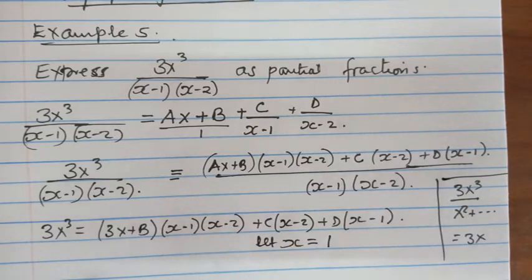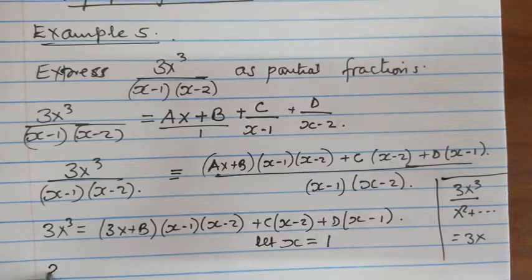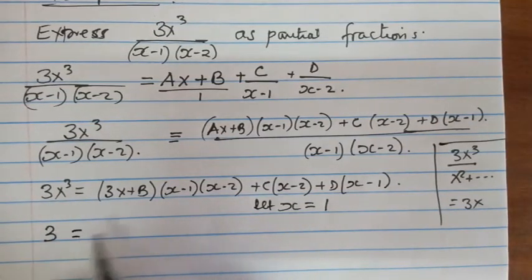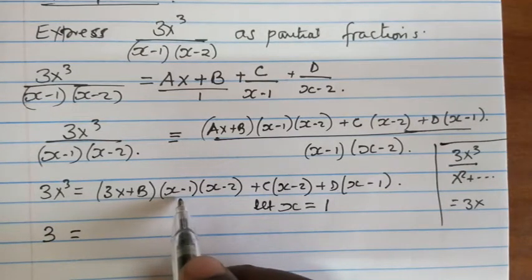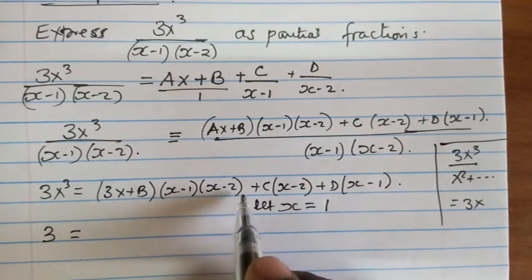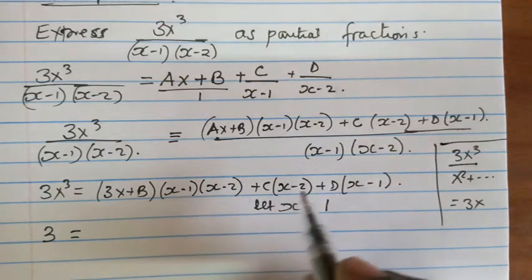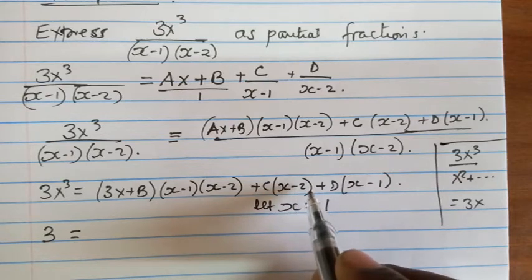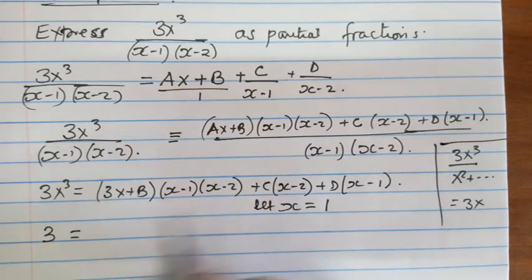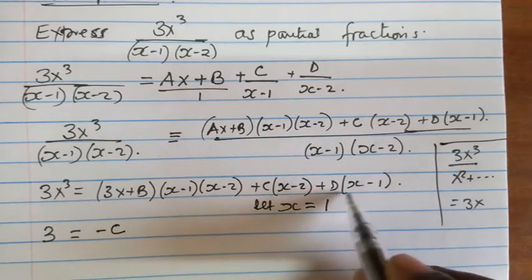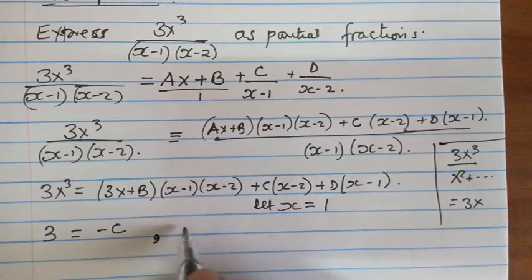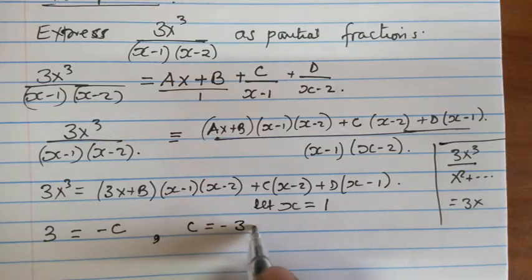When x is equal to 1, on the left-hand side you still have 3, because 3 times 1 squared is just 3. This is equal to, this bracket becomes 0, nullifying the whole of this term. 1 minus 2 is minus 1, minus 1 times c is minus c, and the whole of this term becomes 0. So, in a nutshell, c is equal to minus 3. We have our c there.